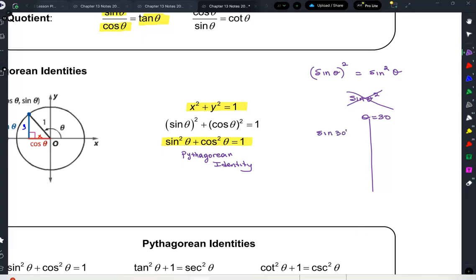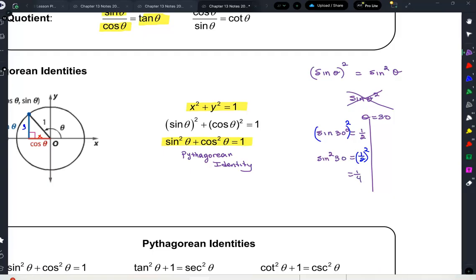What's sine of 30 degrees? What do you guys think? Ooh. What's sine of 30 degrees? 1/2. From last chapter, sine of 30 degrees is 1/2. Okay, so now suppose I wanted to square this. That would be the same as sine squared 30. That would be 1/2 squared, so that would be 1/4. So that's sine squared.